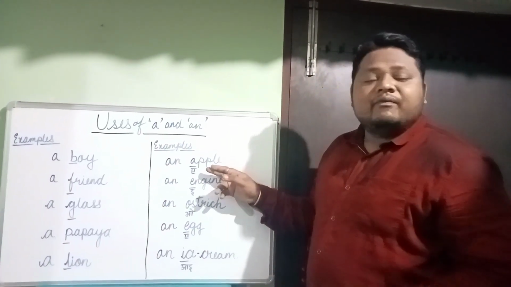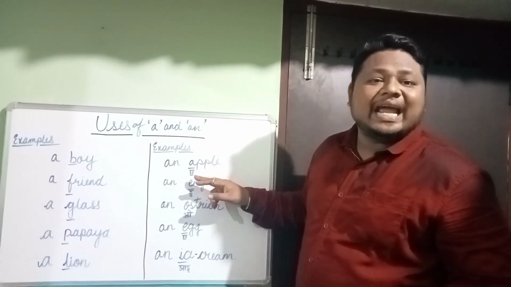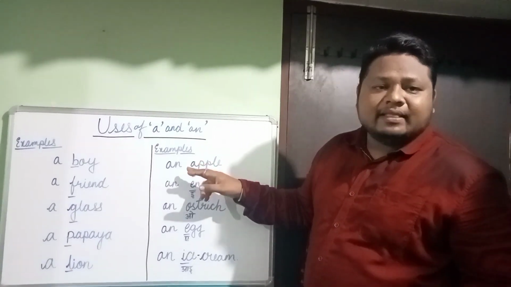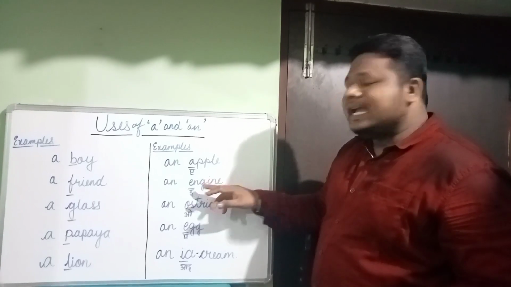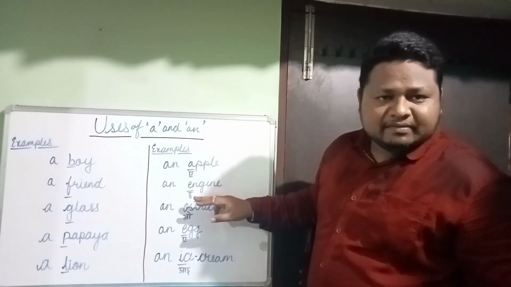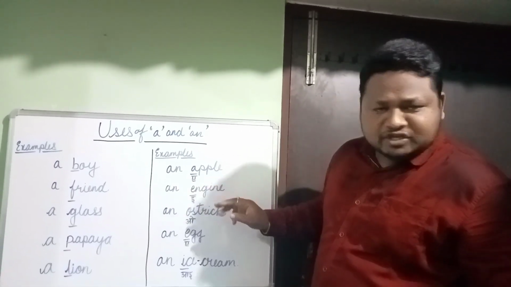Now, here, when we say apple, it begins with a vowel sound a. Alright, that's why we use the article an and it becomes an apple. When you say engine, it begins with the vowel sound e. That's why we use the article an: an engine.